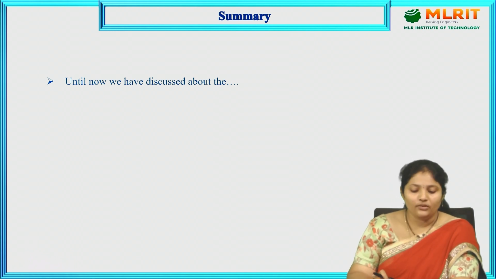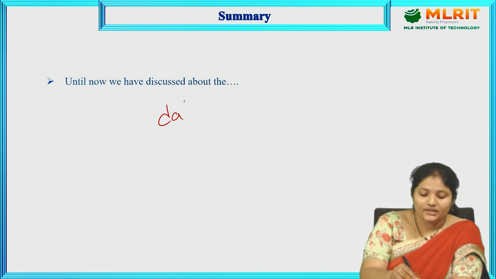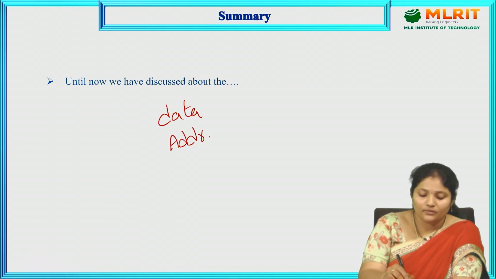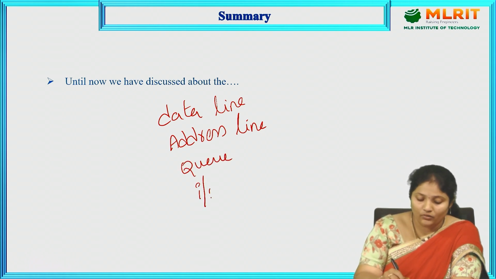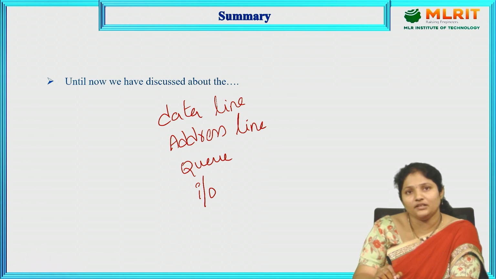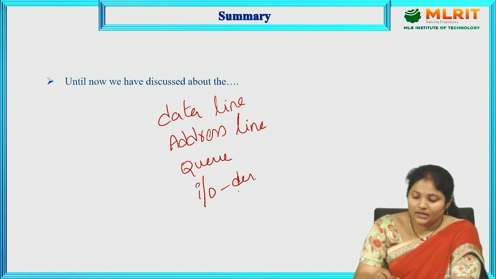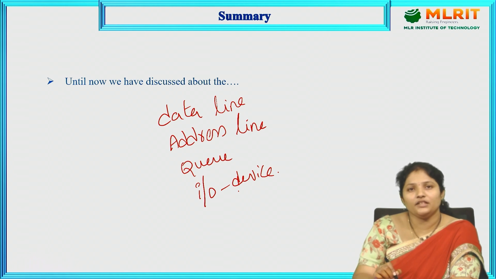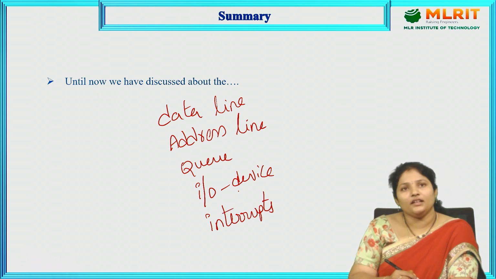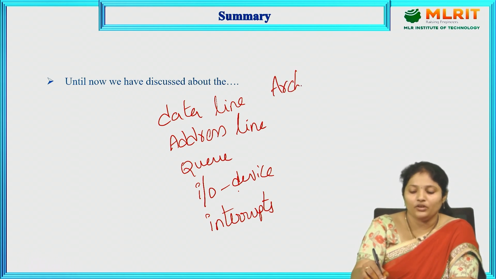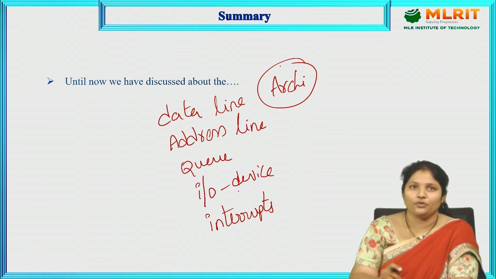So until now we have discussed what data lines and address lines are used in the 8086 microprocessor, how the queue works, how many input and output devices can be accessed using 8086, and what the interrupts are. This is just a brief introduction to 8086. In the upcoming video, I would like to discuss a very important thing, the architecture of the 8086 microprocessor. Thank you.